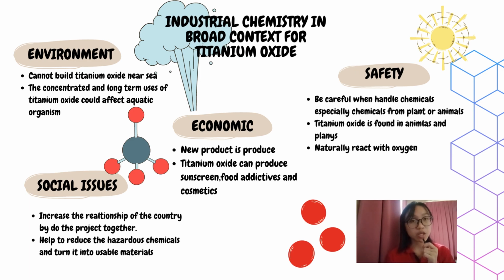The third context, which is economic. By economic, we could increase the income of our country by producing new products. For titanium dioxide, we can produce new products such as sunscreen, food additive, and also cosmetic. The last context, which is social issues. From social issues, we could improve the relationship between countries by doing the project together, like building the titanium dioxide plant together. Therefore, we could help to reduce hazardous chemicals into usable materials in practical quantities.